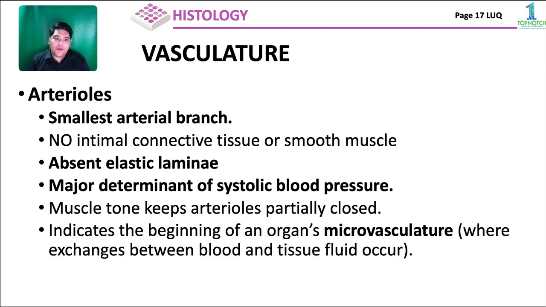Then let's go to your arterioles. This is the smallest arterial branch. No intimal connective tissue or smooth muscle. It has absent elastic lamina, and this is the major determinant of systolic blood pressure. Muscle tone keeps arterioles partially closed. Indicates the beginning of an organ's microvasculature. No? So when you see an arteriole, this is the beginning of transitioning to your microvasculature.